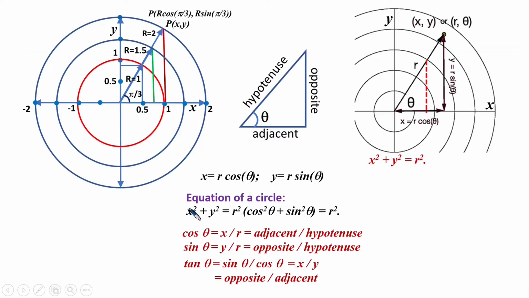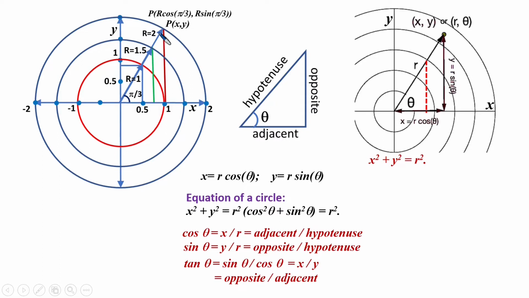Okay, now we will derive the equation of a circle. This is x square plus y square is equal to r square. So suppose given any circle of any radius, this is 1 or 1.5, any point on the circle is represented by P of x comma y, where x is the projection on the x-axis, that is x is r cos theta, because cos theta is adjacent side by hypotenuse. And similarly y is equal to r sin theta, because sin theta is opposite side by hypotenuse.